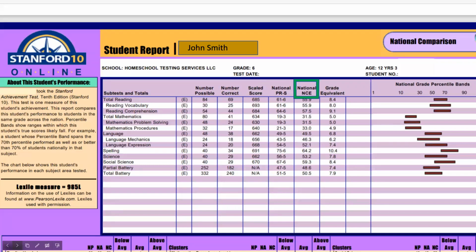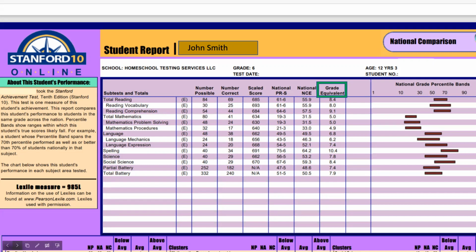NCE stands for the normal curve equivalent. This NCE is compared to the national norm group. Normal curve equivalent is a way of measuring where a student falls along the normal curve. The number on the normal curve line runs from 0 to 100 and displays how many students out of 100 had a lower score. The average NCE is 50.